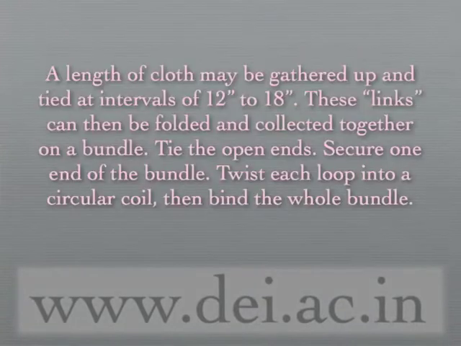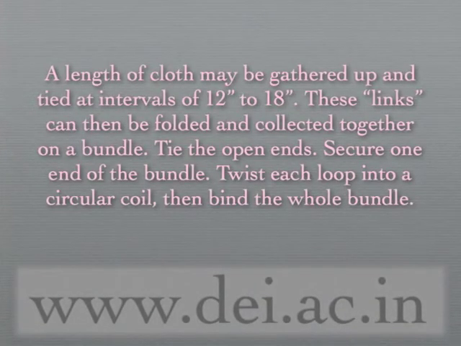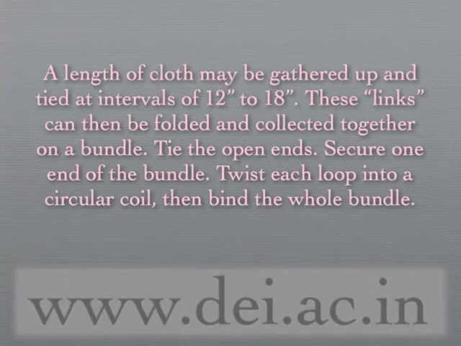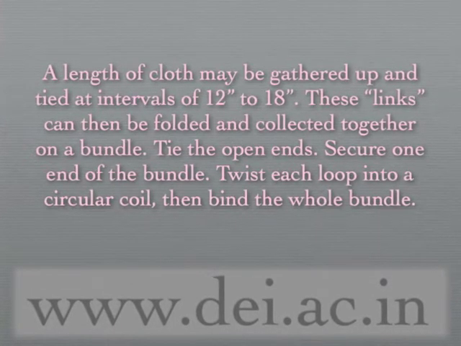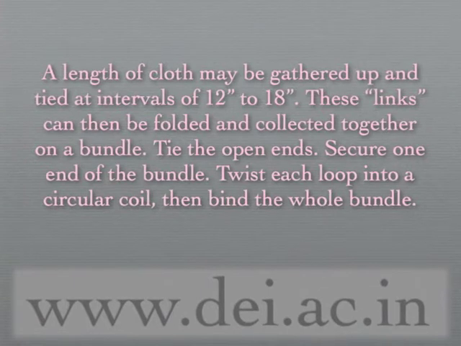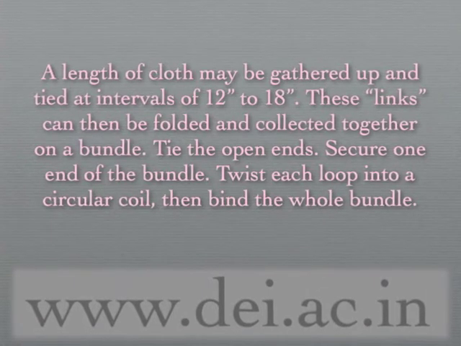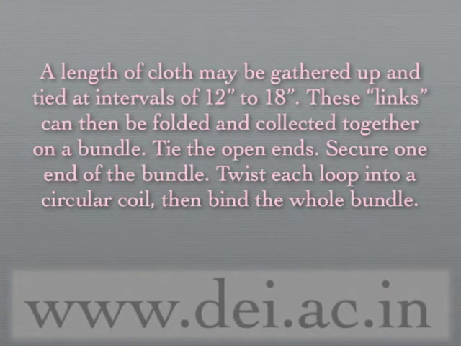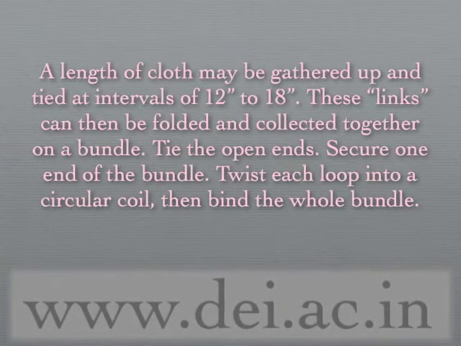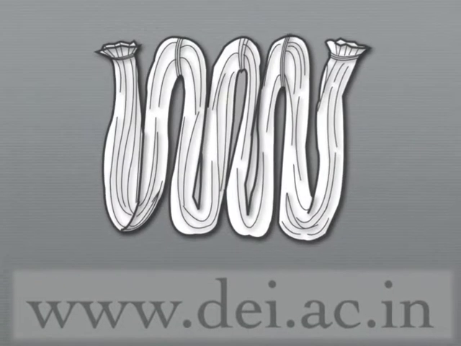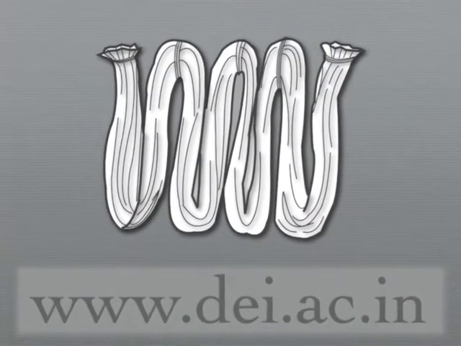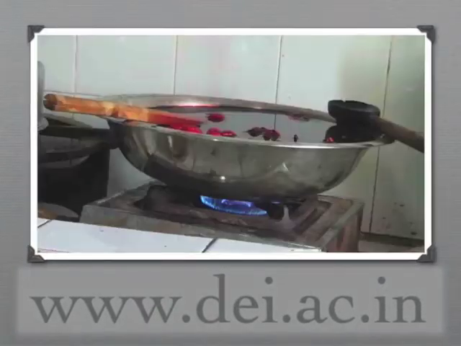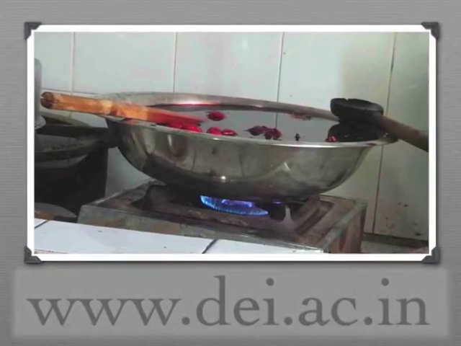A length of cloth may be gathered up and tied at intervals of 12 or 18 inches. These links can then be folded and collected together in a bundle. Tie the two open ends. Secure one end of the bundle. Twist each loop into a circular coil. Then bind the whole bundle. If this is bulky, leave it longer in the dye bath.